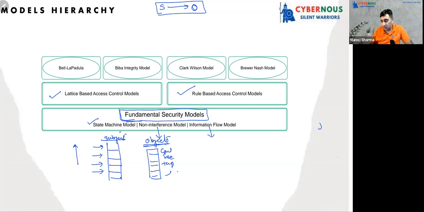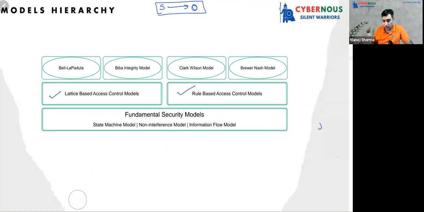So the idea here is who should be able to access which kind of document, who should be able to access which kind of objects. That's very, very important, right? That is what is defined in the lattice model. Under the lattice model, we have two models. One is Bell-LaPadula, another one is the Biba integrity model. And from an exam perspective, these two are heavily testable. So you need to put extra effort to understand this.